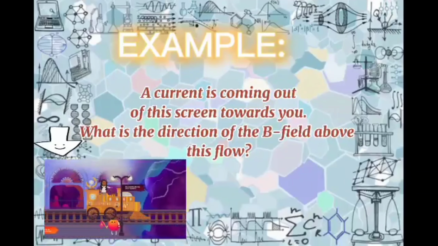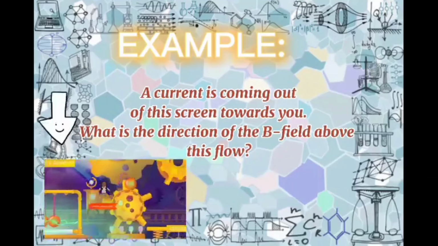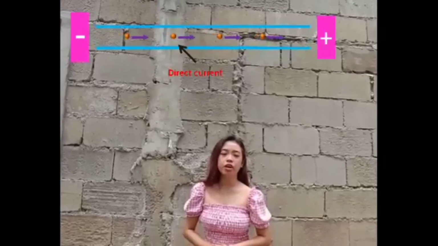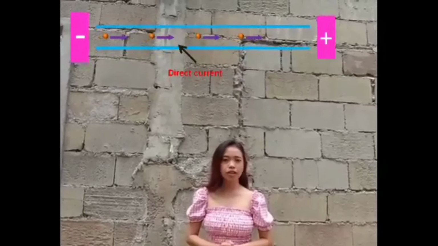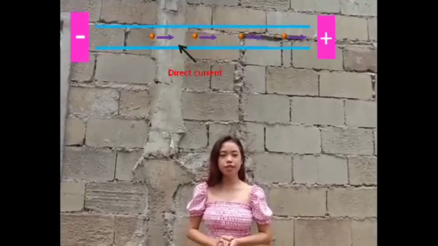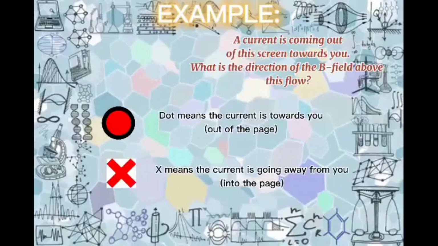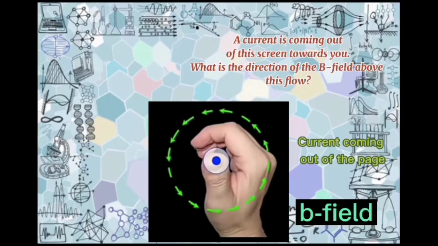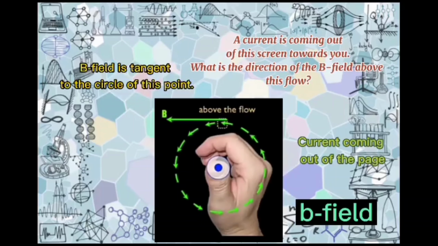Example: a current is coming out of the screen towards you. What is the direction of the B field above this flow? To solve this problem, we need a way of representing current going out of and into the screen, and this is done with this symbol. Think of the dot as the tip of an arrow coming at you, and think of the X as the quills of an arrow as it is leaving you. As you can see, the thumb points out of the page, the direction of the current, and the finger curl determines the direction of the field.